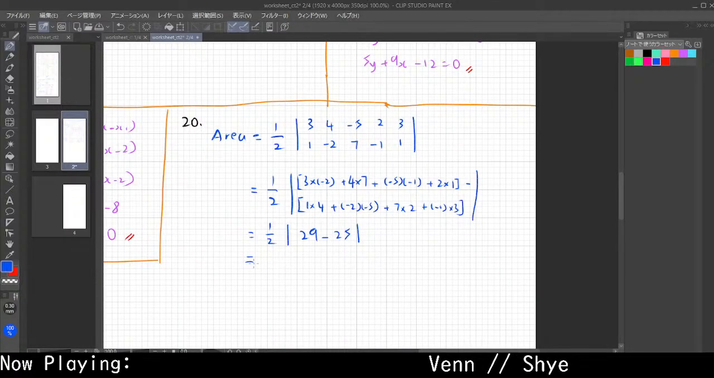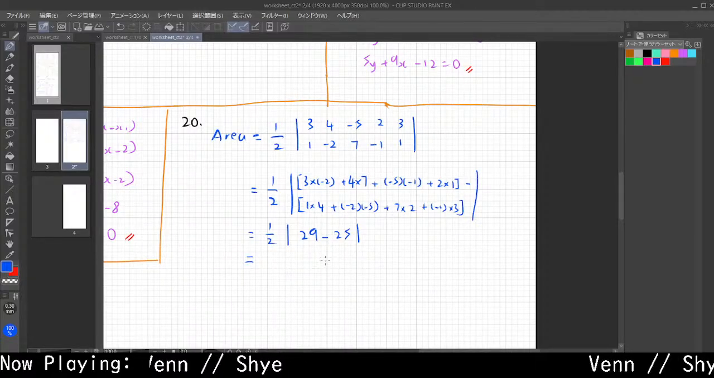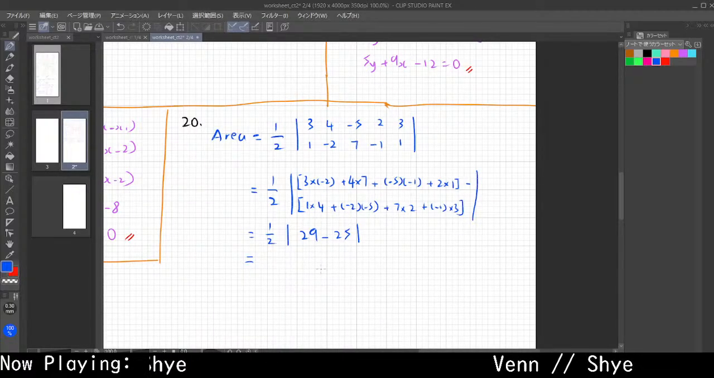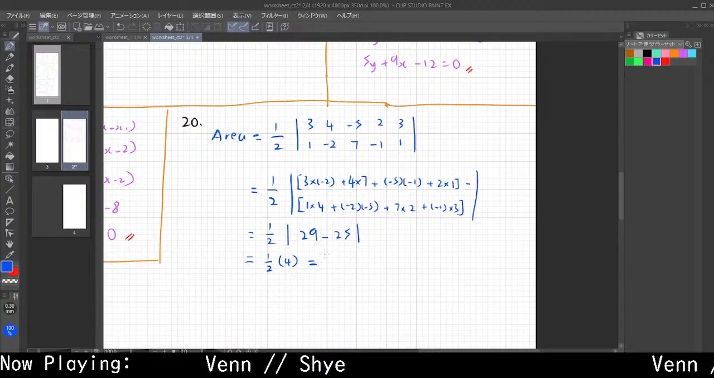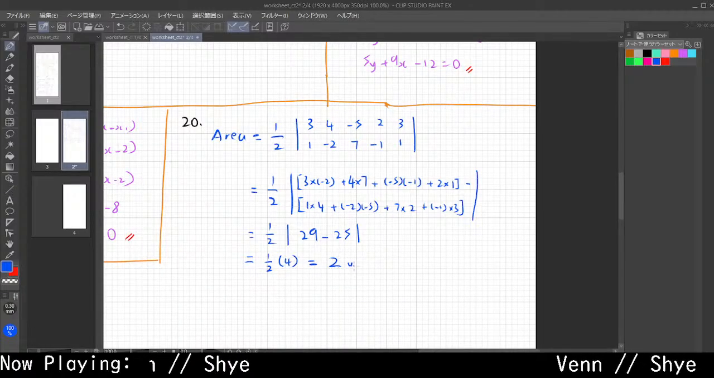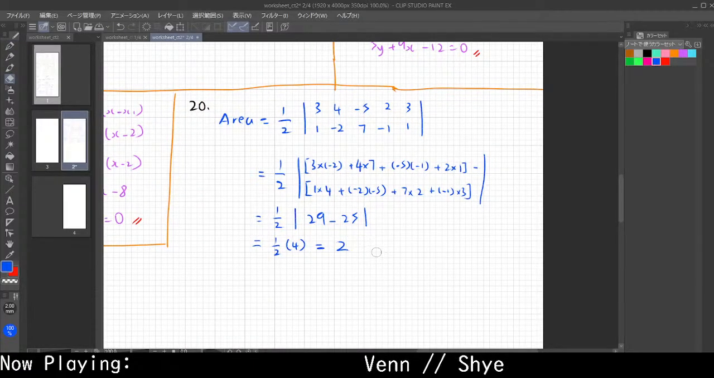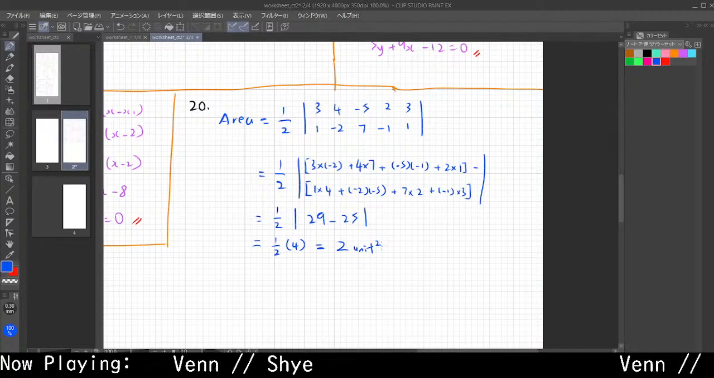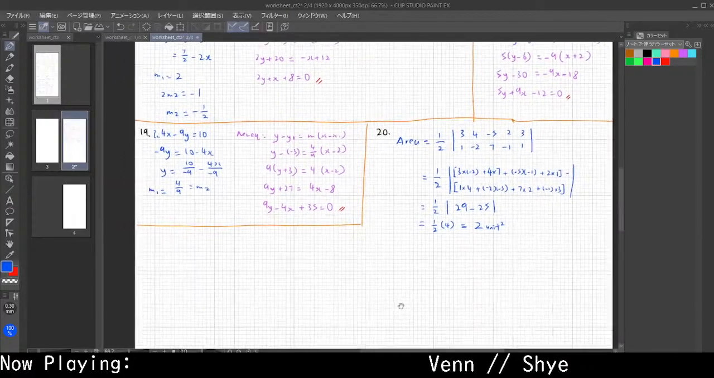Yeah. 4, 10, 14, 14 plus minus. Okay. 29, 25. 29 minus 25 is 4, and then 4 divided by 2 is 2 unit square. You don't really have to put the unit actually. You can just put 2 and it's actually fine. But for completeness' sake, we just put the unit lah.